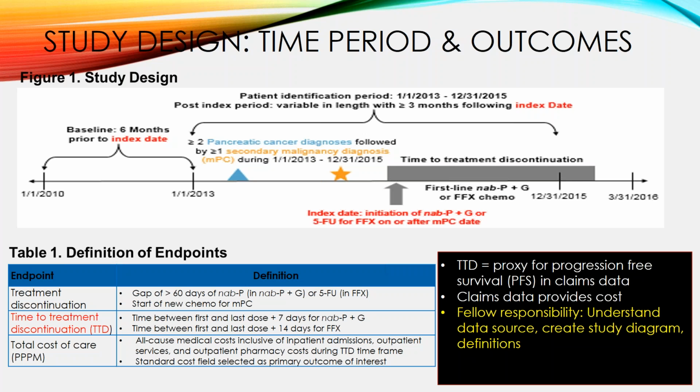In claims data, like I mentioned, there are limitations. We don't have all of the clinical outcomes we would want because that's just not what is in claims data. But we do have, as we can see, how long patients are on treatment. In other words, when are they discontinuing treatment? So this is not perfect, but it's a proxy for progression-free survival, which will provide us with the clinical marker that we're interested in. And we use claims data in this case because we want to see the overall cost. As a fellow, you're expected to understand the limitations and strengths of the data source and perhaps create both the study design as well as definition tables as needed for the study protocol.